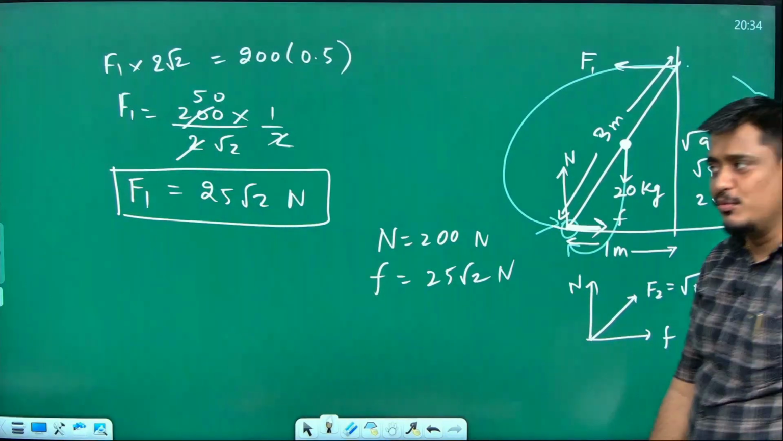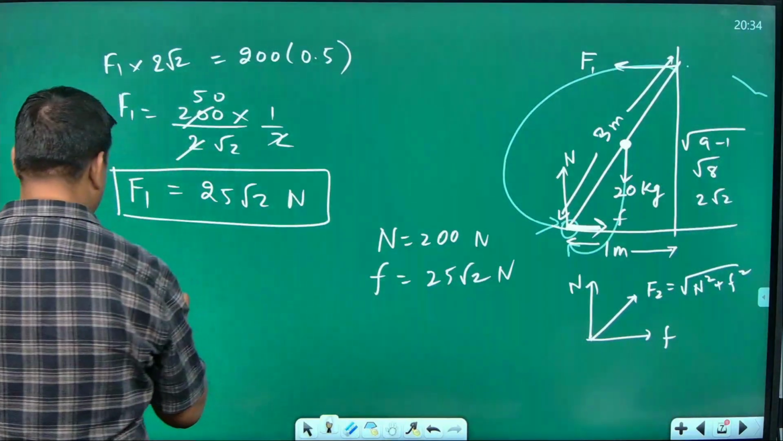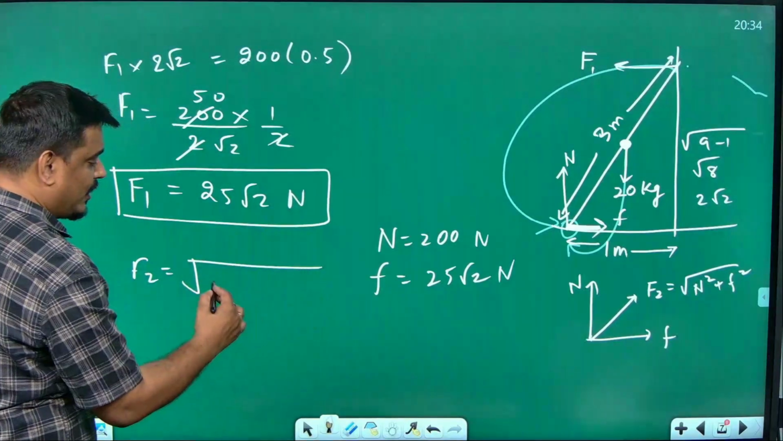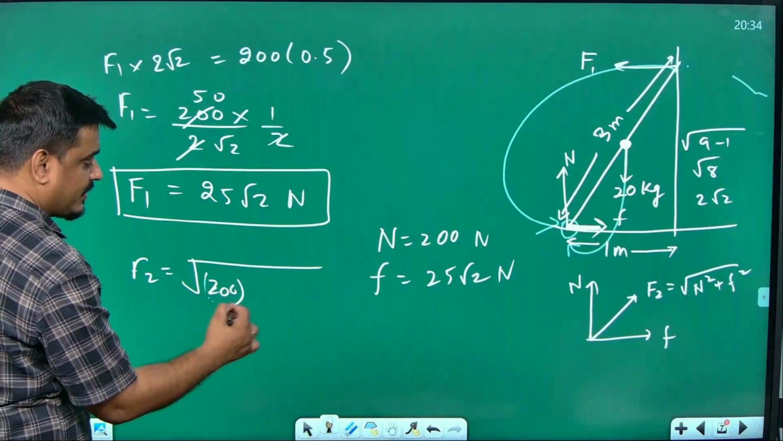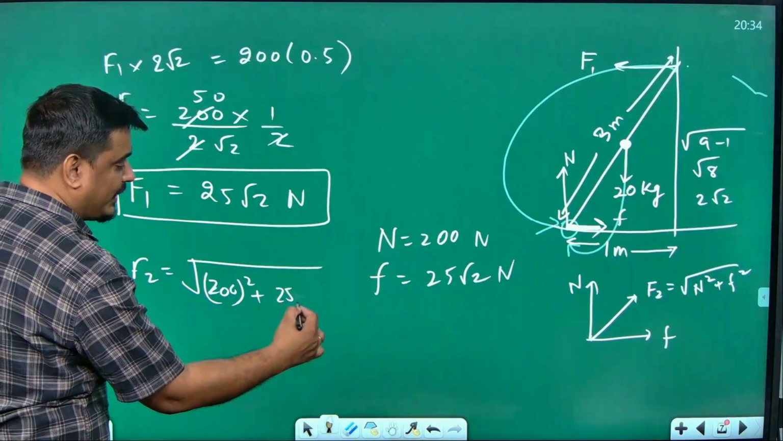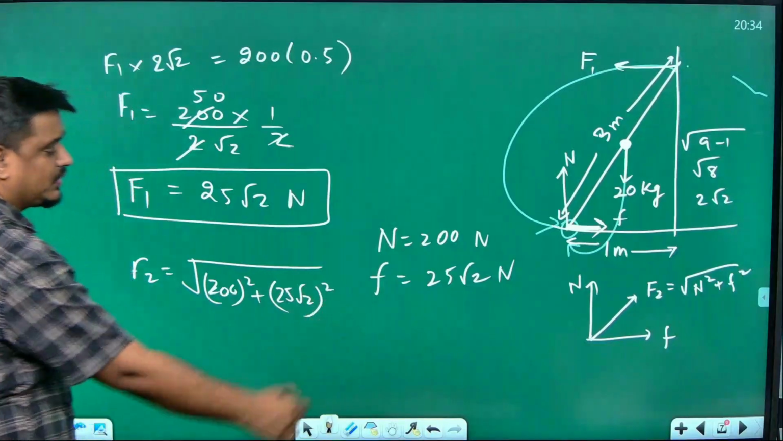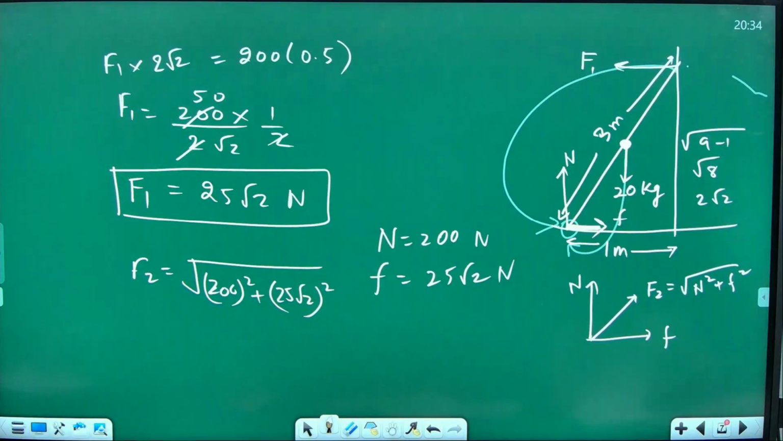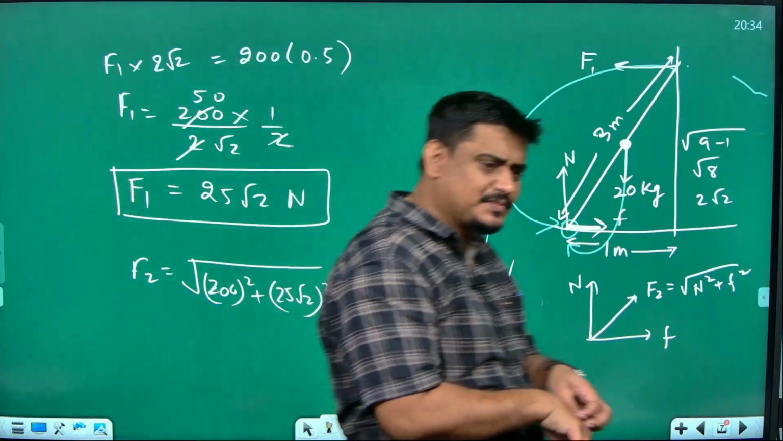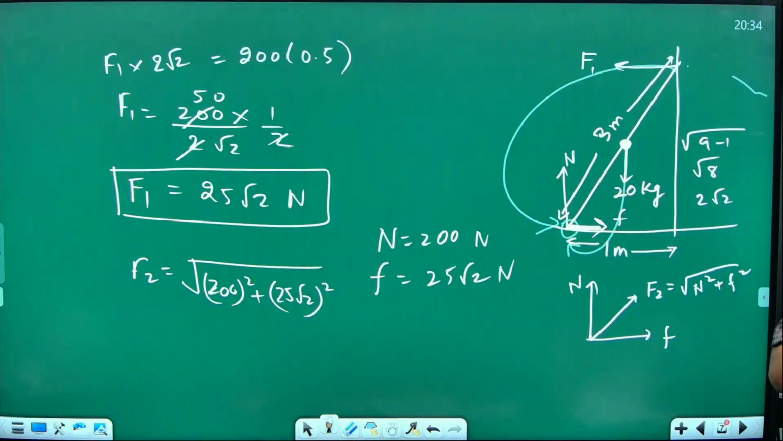So what will be F2? F2 will become equal to root of 200 square plus 25 root 2 square. When you solve, you will get the answer. Are you getting how I have done this? I'll explain, pay attention. How frictional force is 25 root 2. Please pay attention.